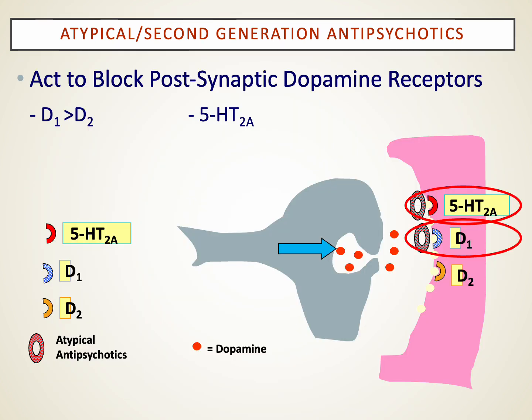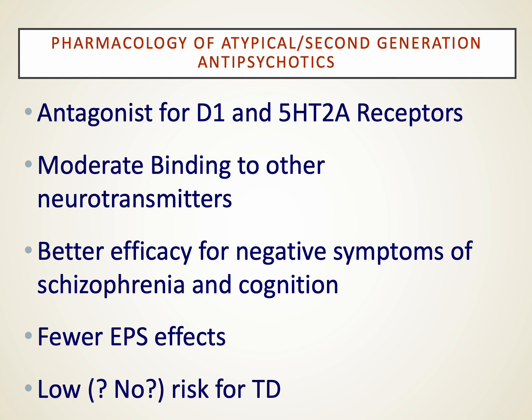So these atypical agents work primarily at blocking dopamine 2 receptors and to some degree serotonin or 5-hydroxytryptamine receptors, particularly a subset of those receptors known as 2A. They have other binding effects, but less so than the older typical agents do, so they're probably better tolerated, with less tardive dyskinesia risk, fewer extrapyramidal side effects, and better efficacy for negative symptoms, those things that look like depression. And in fact, these agents are often used for augmenting patients who don't respond.